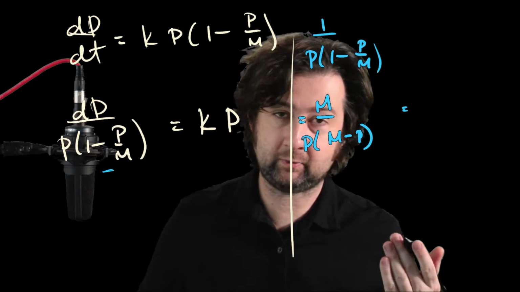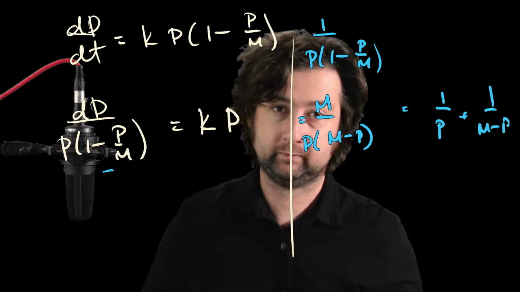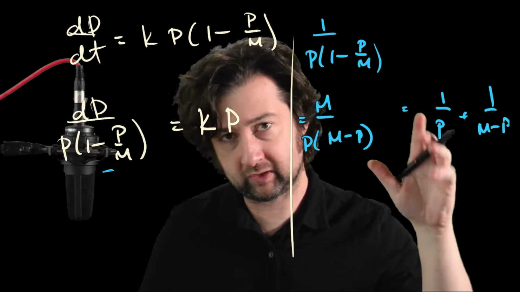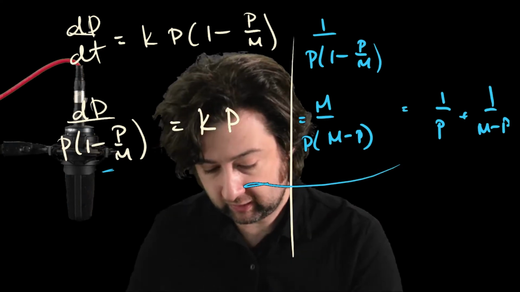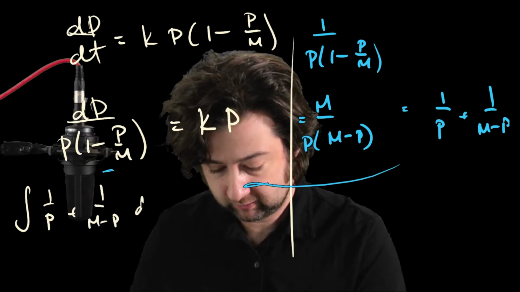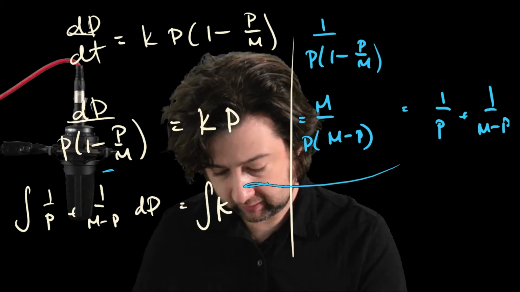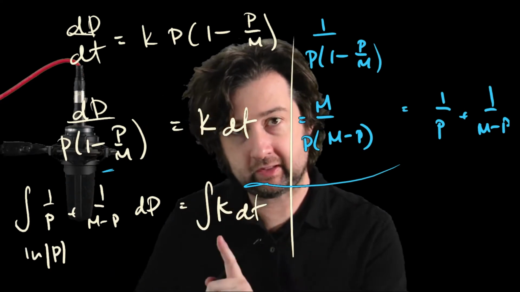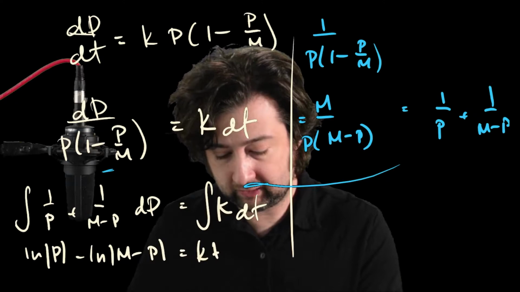And then what the partial fraction step will let you do is write this as 1 over P plus 1 over (M minus P). So there's a lot of algebraic ways to set this whole computation up, but this way gets you the ones on top, which is the easiest possible way to proceed. So let's pull that back over onto this side. Now what we have is the integral of (1 over P plus 1 over (M minus P)) dP, and that's equal to the integral of k dt. On integration, we're going to get the natural log of P. Because the variable in the second term is negative, this actually turns into minus the natural log of (M minus P). And on the right-hand side, we get kt plus c.